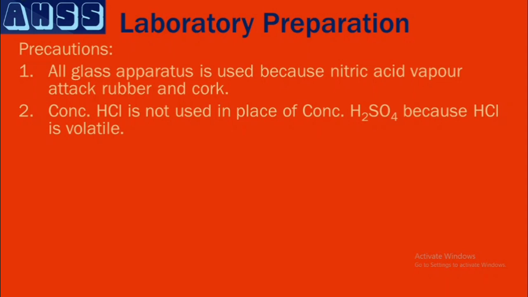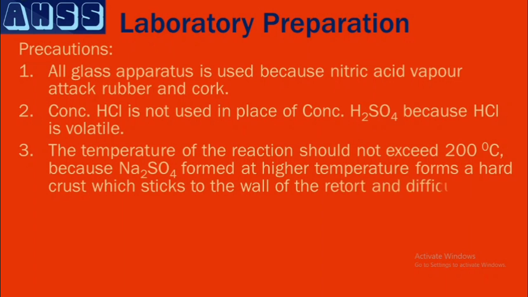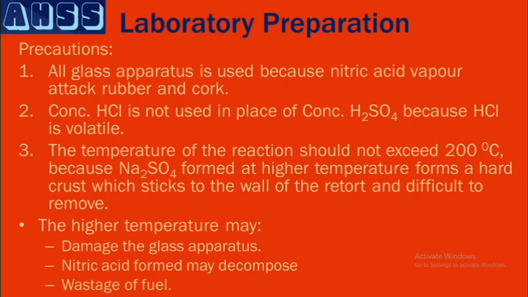The temperature of the reaction should not exceed 200 degrees Celsius because sodium sulfate is formed at this temperature, and this sodium sulfate forms a hard crust which sticks to the wall of the retort, and it is difficult to remove. Although the yield of nitric acid is higher when we heat it above 200 degrees Celsius, the higher temperature may damage the glass apparatus. Nitric acid may also decompose and it may cause wastage of fuel.